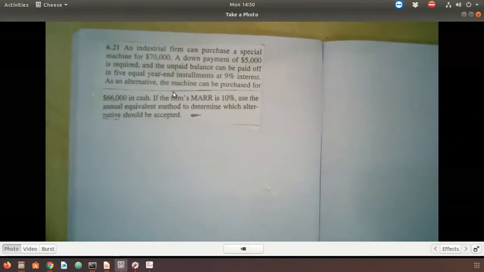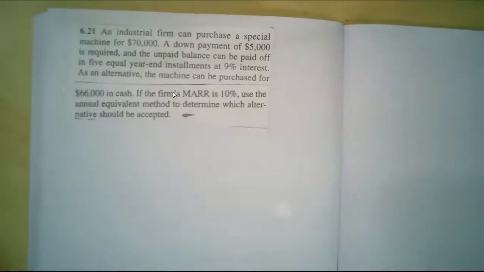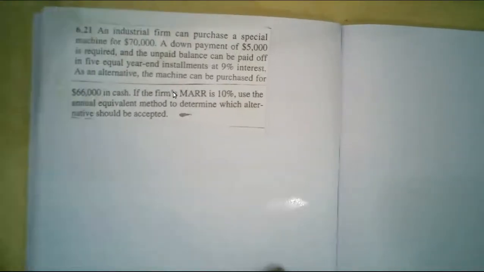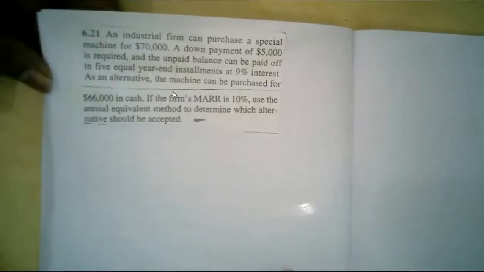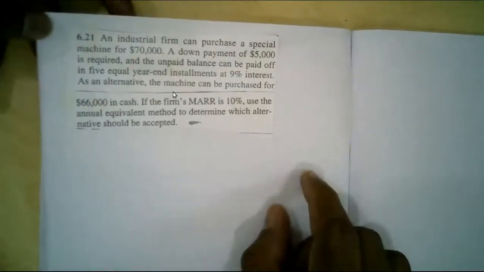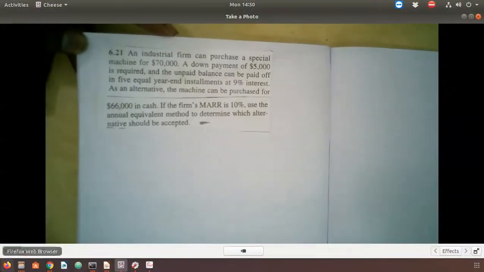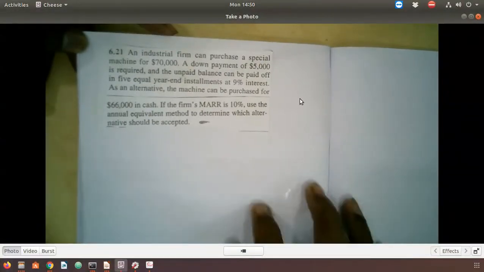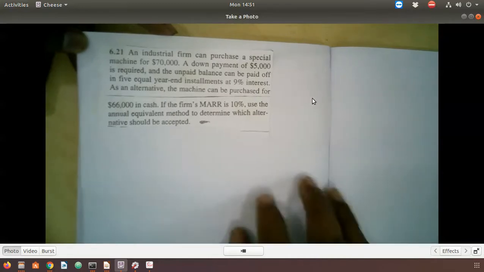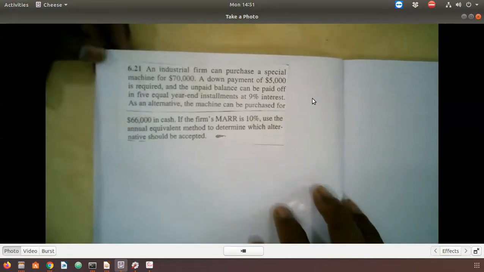So, hello everyone. Let's continue our study of cost analysis and annual equivalence problems. That is chapter 6 of the engineering economics book. Here I want to show you this problem 6.21, and we'll see how to solve this.